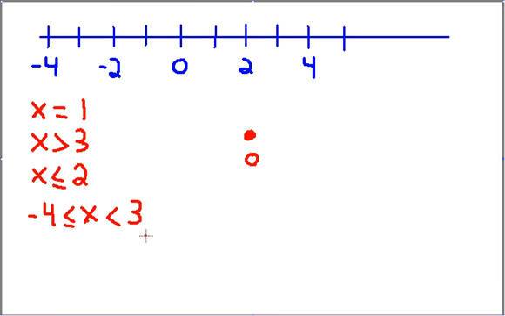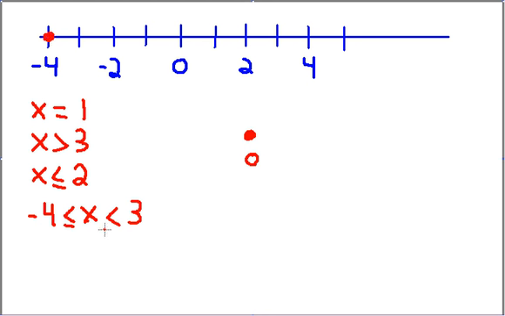Let's take a look at our final one. What if x is greater than or equal to -4, but less than 3? How can we graph this? Well, let's come here and start at our left and work to the right. We know that x is greater than or equal to minus 4. So I'm going to start off with a dot here. That means it includes minus 4. And I need to move to the right. But how far do I move to the right?